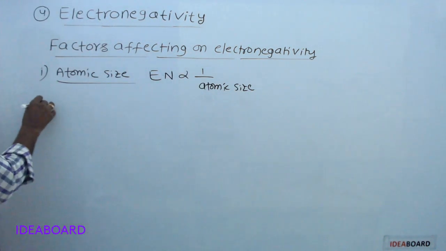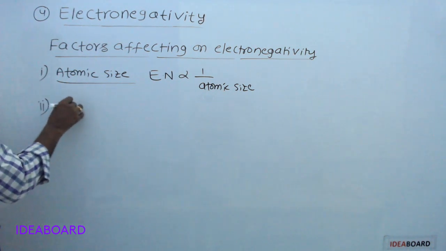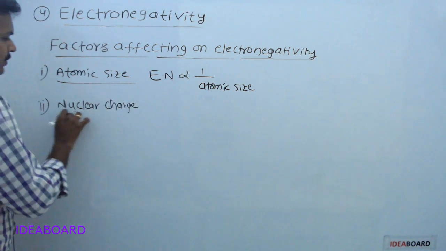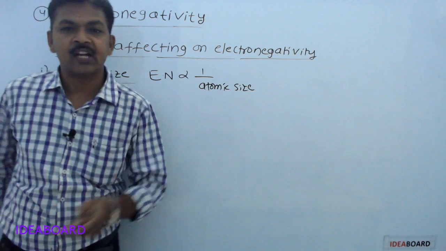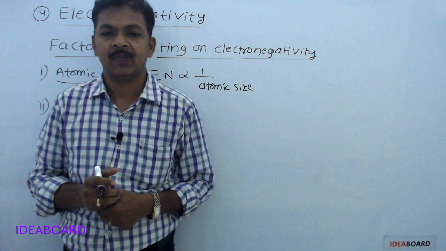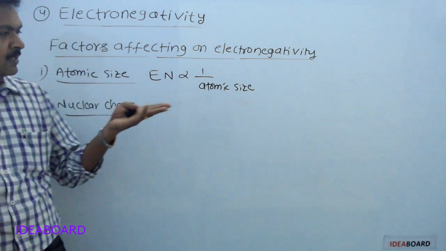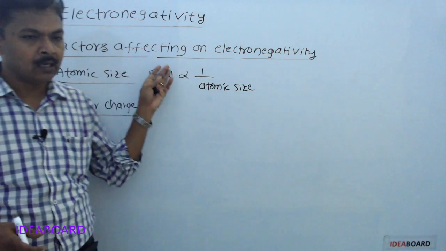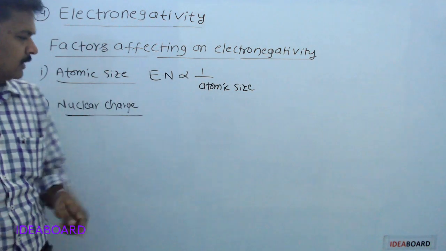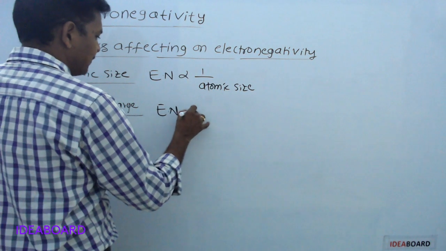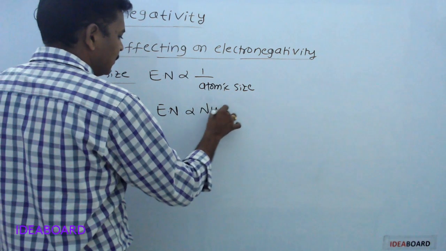Next, the second factor, nuclear charge. If nuclear charge is more, the tendency to attract electrons increases. If nuclear charge is less, the tendency to attract electrons decreases. So electronegativity is directly proportional to nuclear charge.